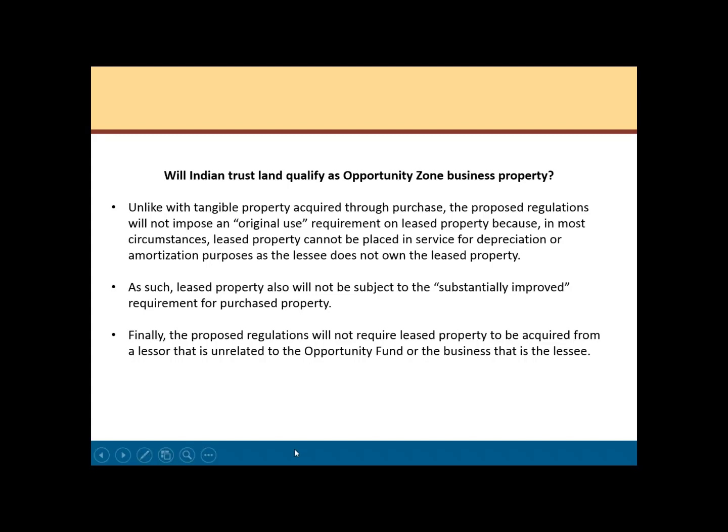There are some other rules regarding related and unrelated entities on leases that apply across the board for property that won't apply on leased property.